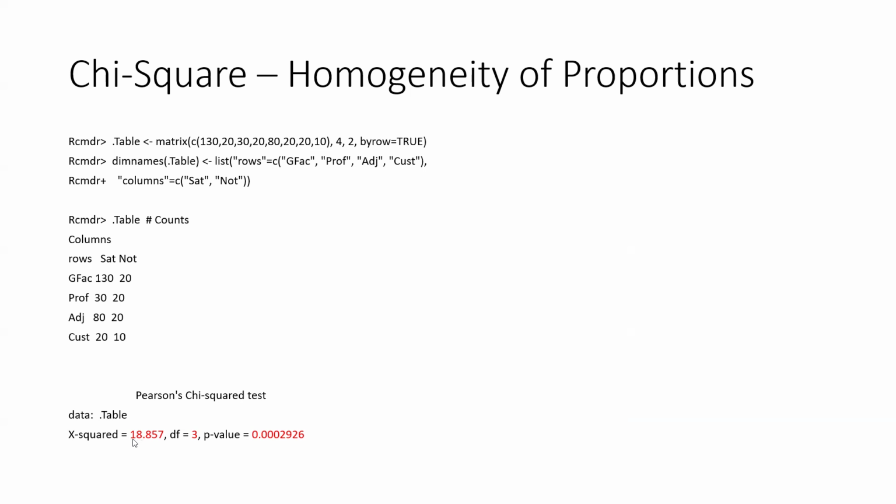So as you can see, here is our chi-square value. Here's our degrees of freedom. Here's our p-value, which you can see is less than our alpha value of 0.05. So the p is low, the null must go. So we're going to reject the null hypothesis.